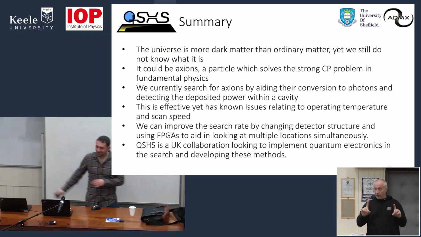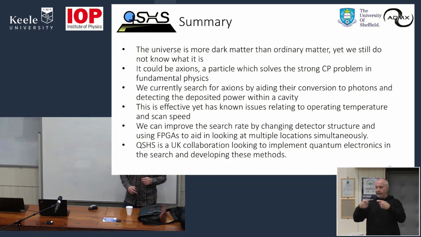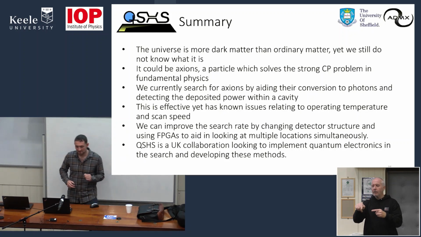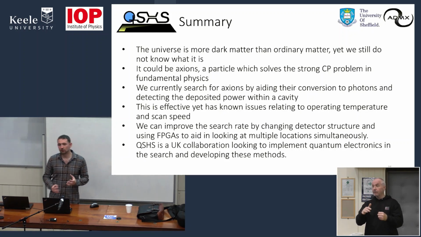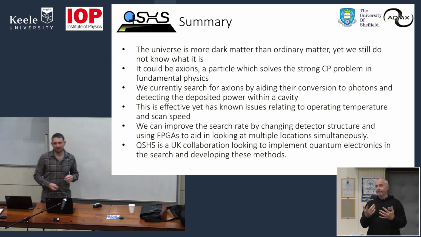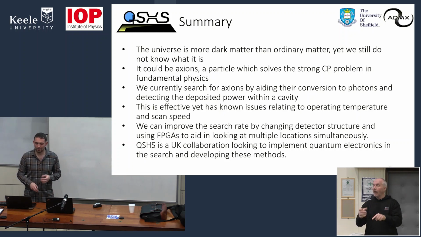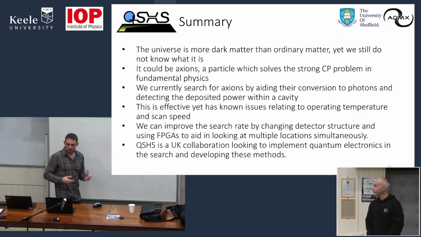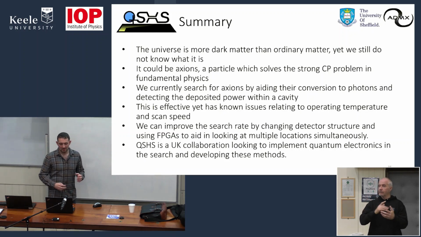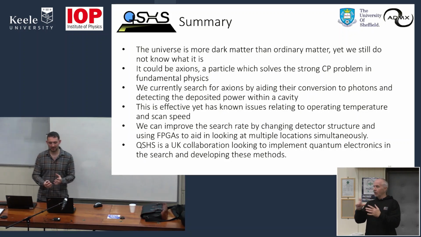Currently, we search for axions by aiding their conversion into photons using a magnetic field. We capture those photons with a cavity and look for that tiny little bit of power coming out the other end. It's effective, it does work, but unfortunately, given the various parameters it operates under, it has its issues, very well known issues. And so we think we might be able to wipe out the majority of these issues by using these digital logic circuits, FPGAs.